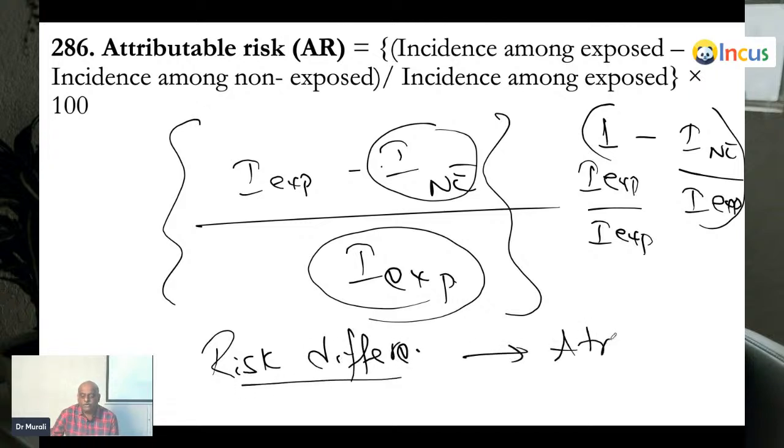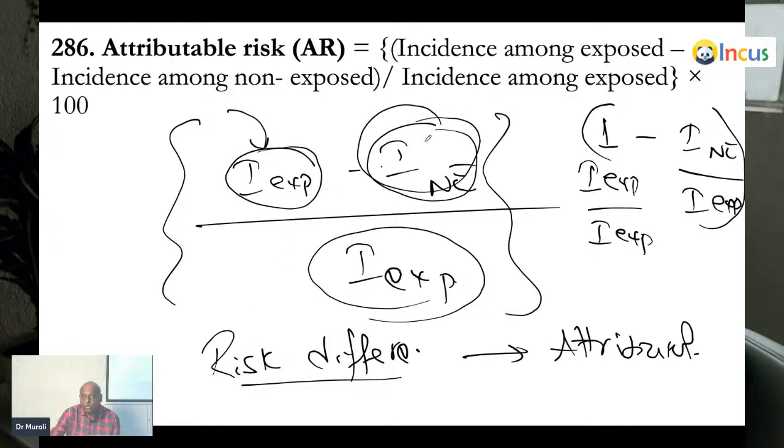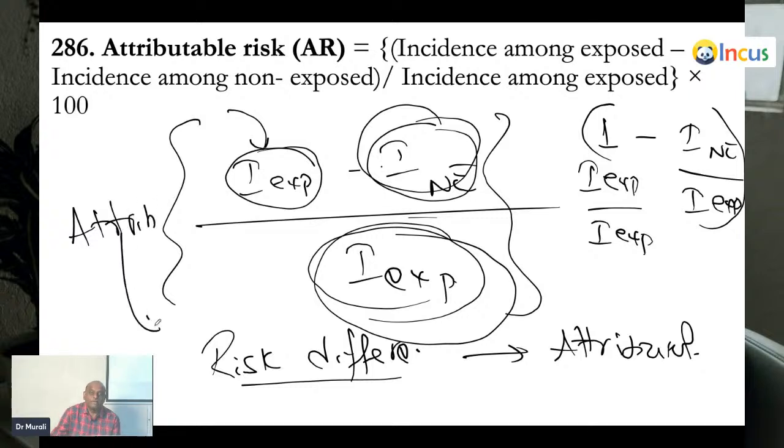Otherwise, attributable risk is important. So the number of people who got PG after taking coaching minus the number of people who got PG without taking coaching, divided by the number of people who got a seat after taking coaching, will give you attributable risk between the coaching and getting a seat.